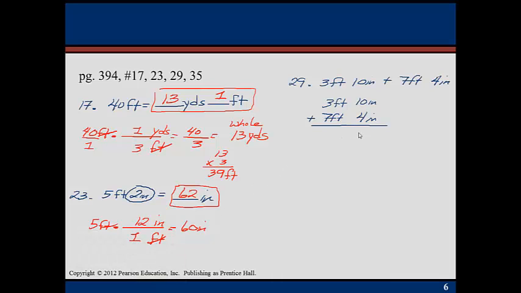So adding straight down, we have our 14 inches, and then we have our 10 feet. And before we can say this is our final answer, remember that we know that 12 inches is the same as saying 1 foot. So I'm going to subtract the 12 inches here, and that'll leave me with 2 inches. However, 12 inches is the same as saying 1 foot. Therefore, I'm going to take this foot and add it to the 10, and I get 11 feet. So the final answer is 11 feet, 2 inches.